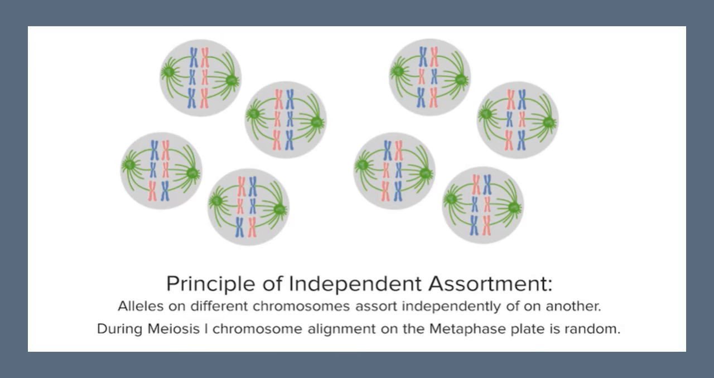So the principle of independent assortment is that alleles on different chromosomes assort independently. How one lines up on the metaphase plate is very different and random and not reliant on or affected by the alignment of other chromosomes on the metaphase plate. So they're very random. It's very independent of each other. Therefore, this is what contributes largely to the variation we see in the gametes that are produced.